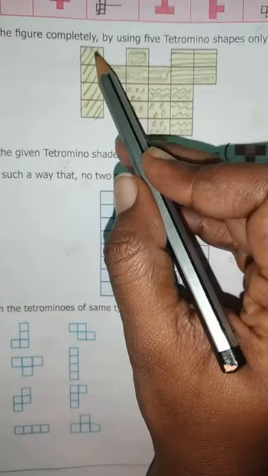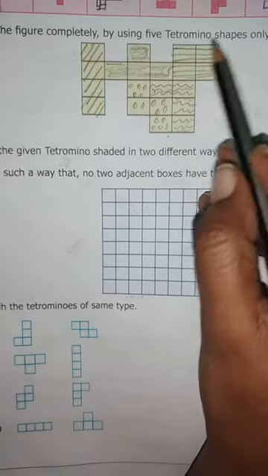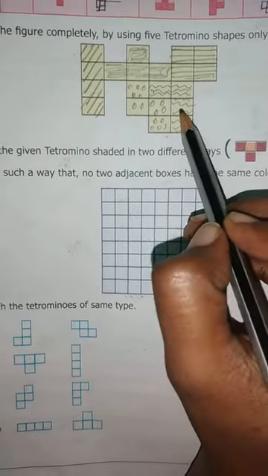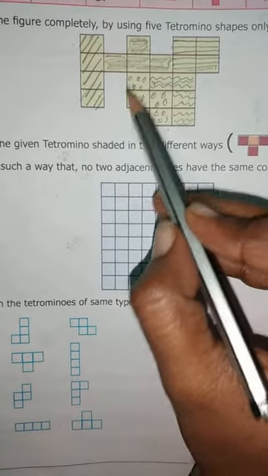First one is a vertical. The next one is the upward facing tetromino. The third one is the square. And the fourth one is the L-shaped tetromino. And the fifth tetromino is a Z-shaped tetromino.